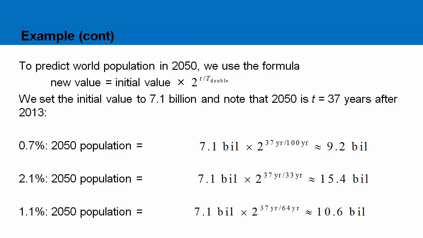And if we use the overall growth rate that we've seen over a long period of time, 0.7%, which gave us 100 years as how long it took to double, we put that in, and we see that we go from 7.1 billion in 2013 to roughly 9.2 billion in 2050. If we use that peak growth rate of 2.1%, we end up getting 15.4 billion. And if we use the current 2013 growth rate of 1.1%, we get 10.6.